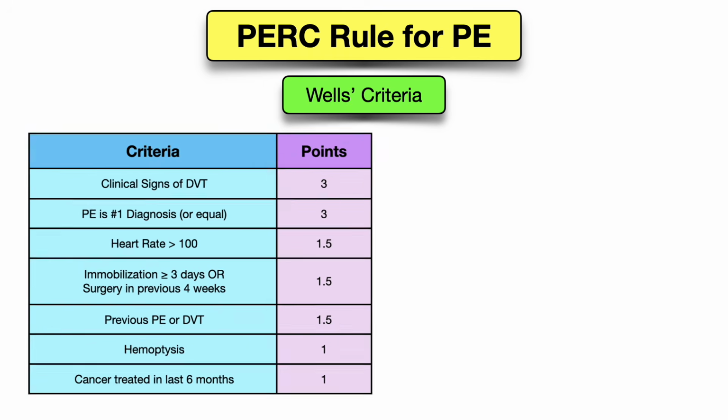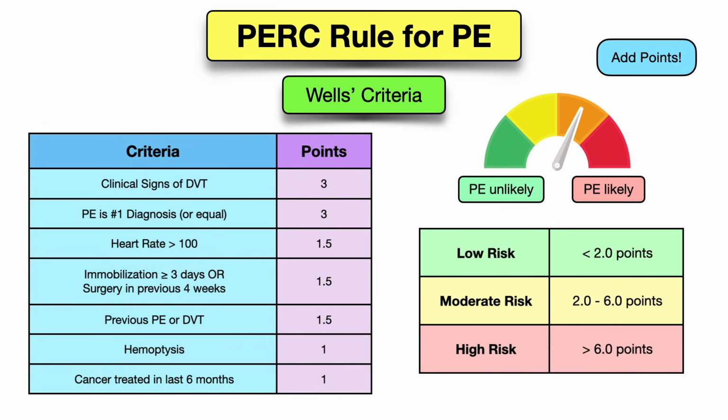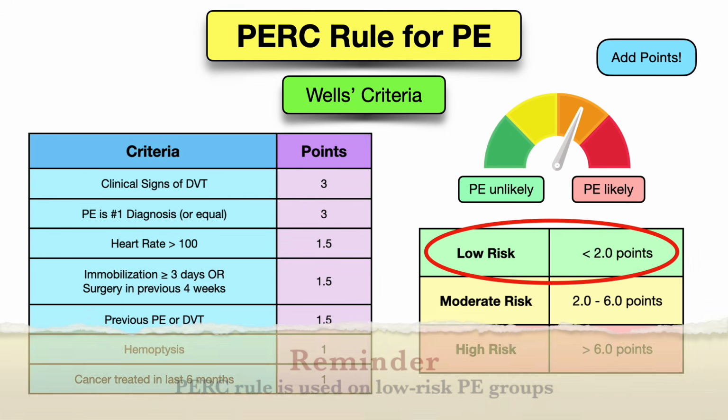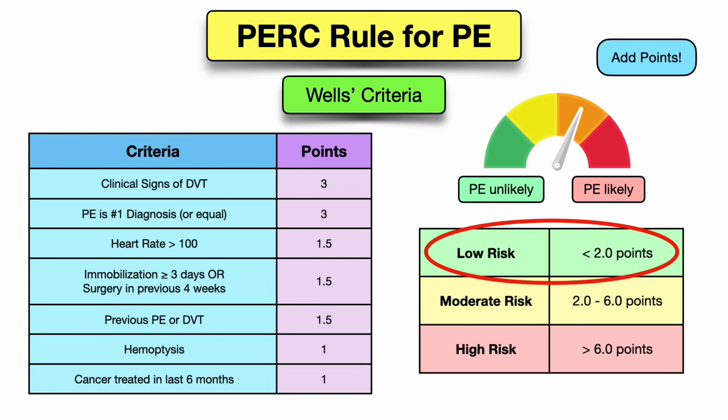The way it works is there is a set of criteria, and each of them have points. The points are then added up to give you a total score. The total score then tells you the likelihood of a PE. The one that matters to us is the low-risk group. Remember, the PERC rule can only be used on patients who are low risk for PE. So if they have a Wells score of less than 2 points, then they have a low pretest probability of a PE, meaning they are low risk for PE.